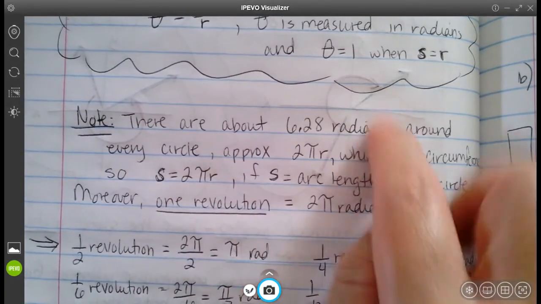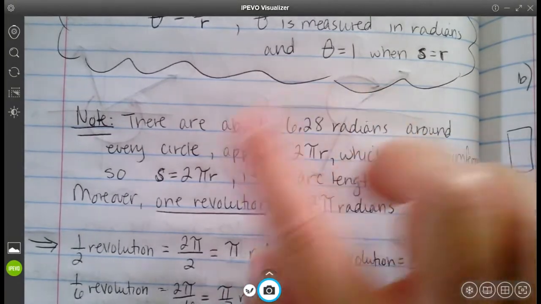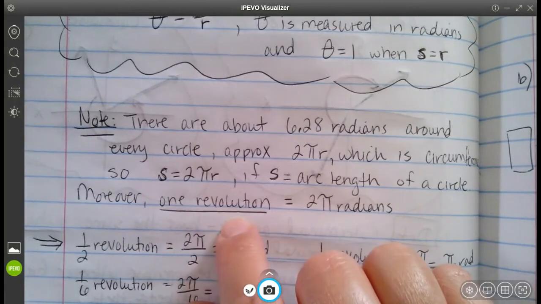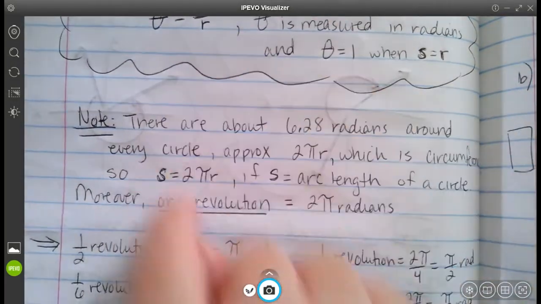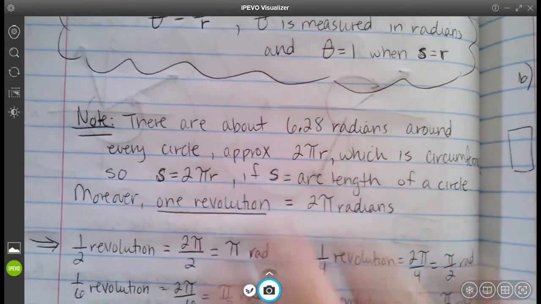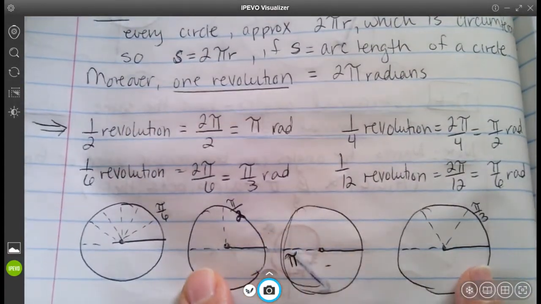Circumference, 2 pi r, is the distance around a circle because that's how many times the radius will wrap around the circle, okay? Moreover, 1 revolution, so remember revolution is kind of like going around, is equal to 2 pi radians. So these are directly related. With that in mind, we have some things here that are going to help with some of the problems we're going to see later on.